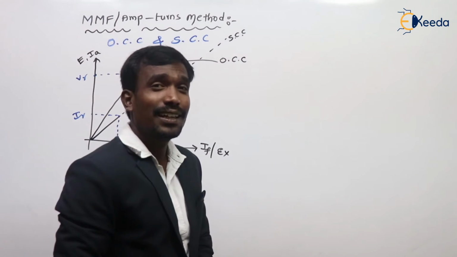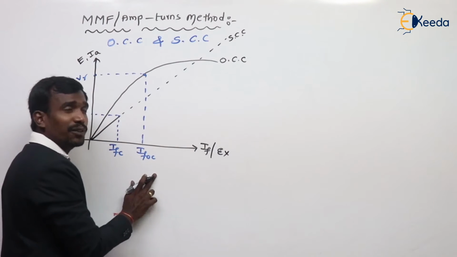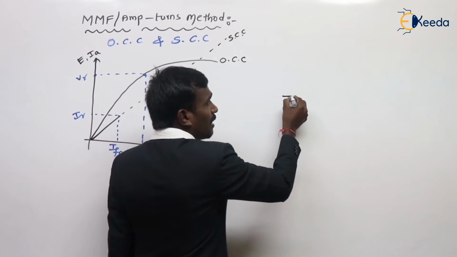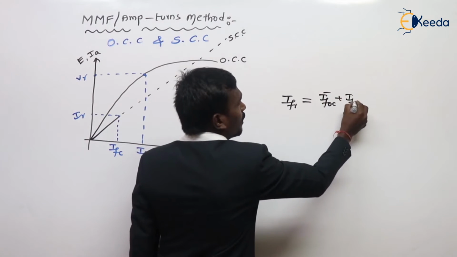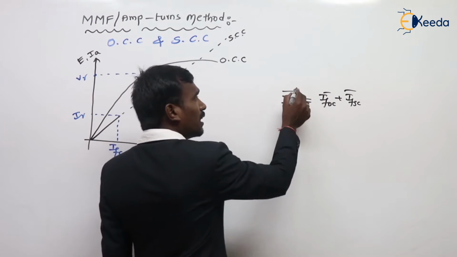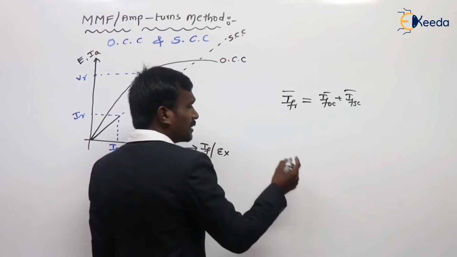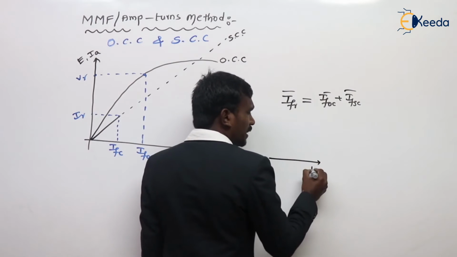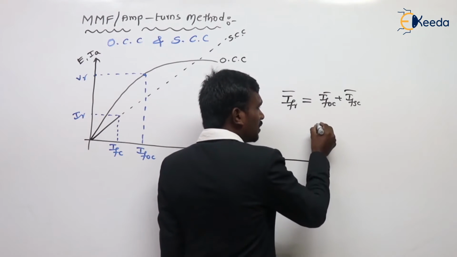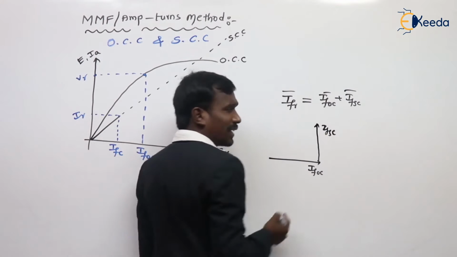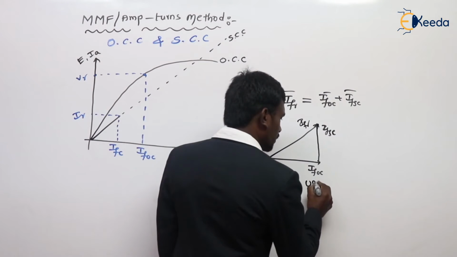See here, what he did to get the actual voltage regulation. How? This is IFOC and this is IFSC. Now he has to find the resultant field current, which is a sum of IFOC and IFSC. They decided to find the resultant field current. How? For example, this is IFOC. If it is at unity power factor, then this is IFSC for unity power factor. Then this is the resultant field current if it is at unity power factor.